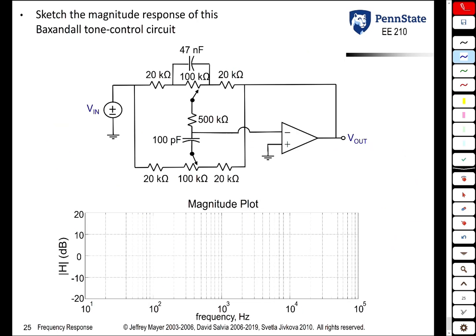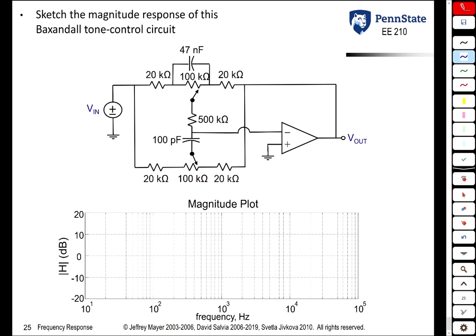As a last example, let's revisit the Baxandall tone control circuit. We've seen this Baxandall tone control circuit in earlier lectures. We also saw it in Lab 7. Now we're going to look at it again, but look at the frequency response.